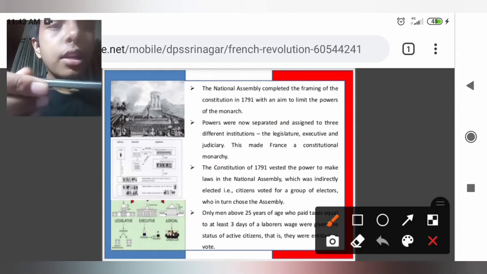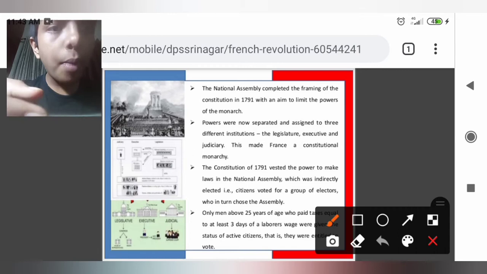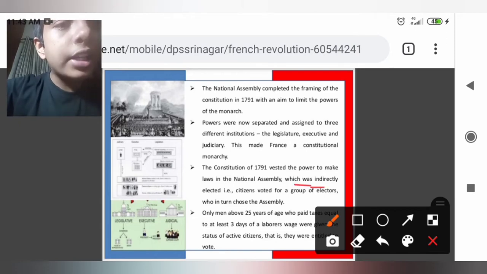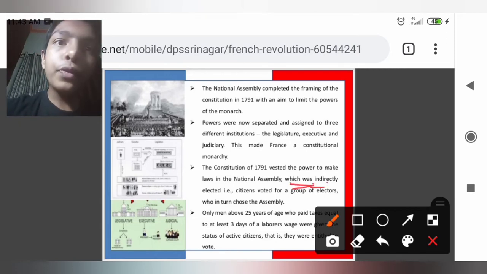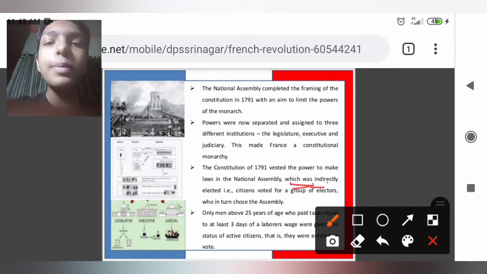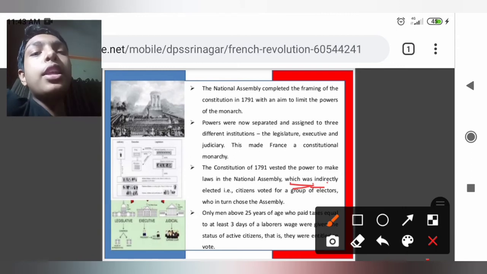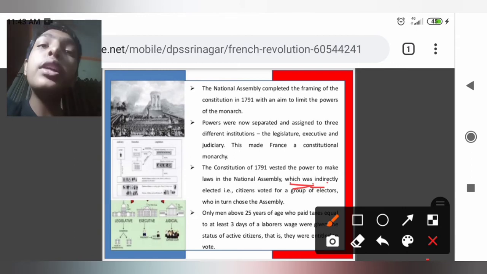Okay, then the Constitution of 1791 vested the power to make laws in the National Assembly, which was indirectly elected. Okay, it was indirectly elected. सबने वोट नहीं किया था, बस सबका मन था तो हो गया था. मतलब सबका मन था तो उन्होंने बना लिया, the people's militia. But still it was not democratic. They were trying, but it was not.